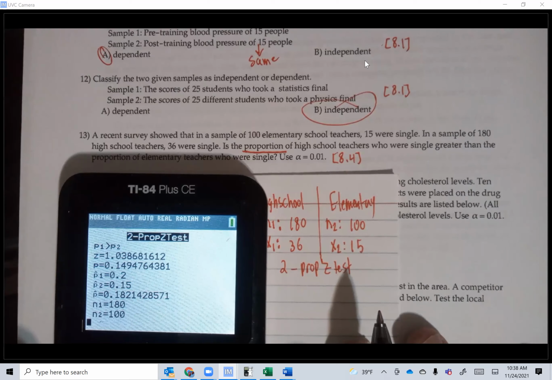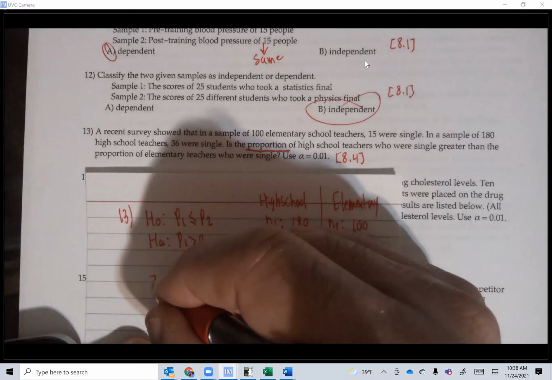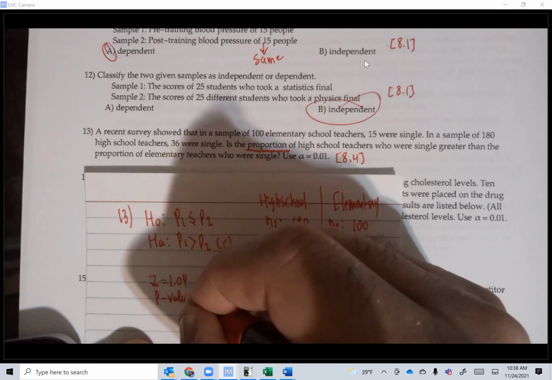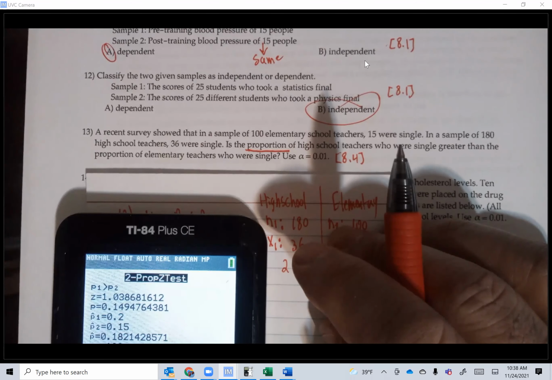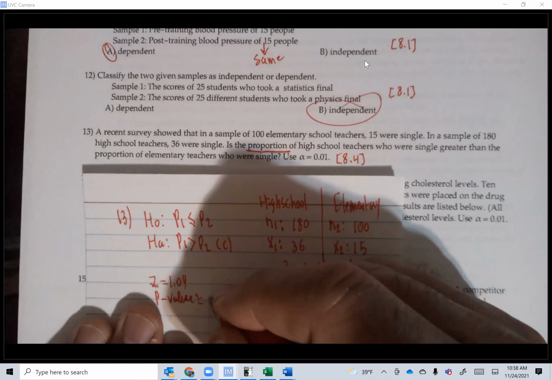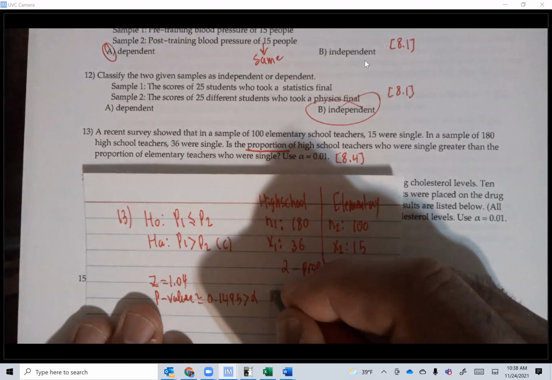Z is 1.04. The p-value, let me show it to you one more time. The p-value is 0.1495. That's big, bigger than alpha, so we fail to reject H0.